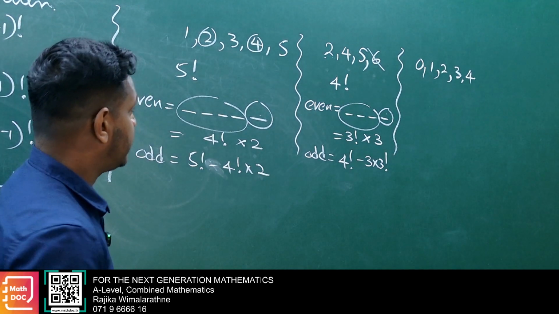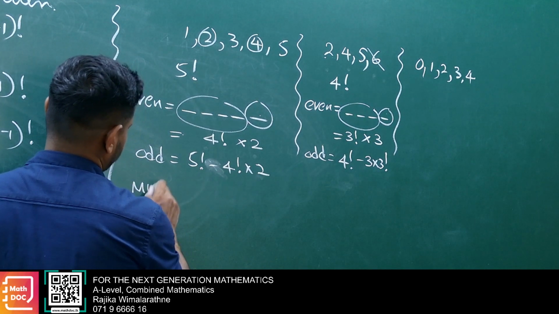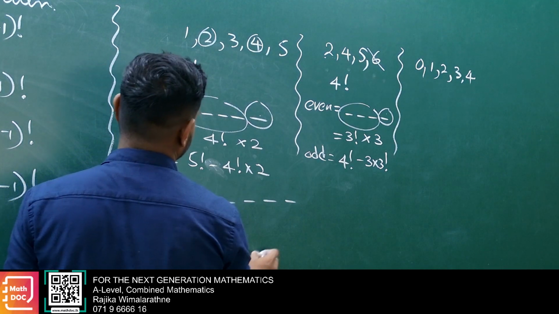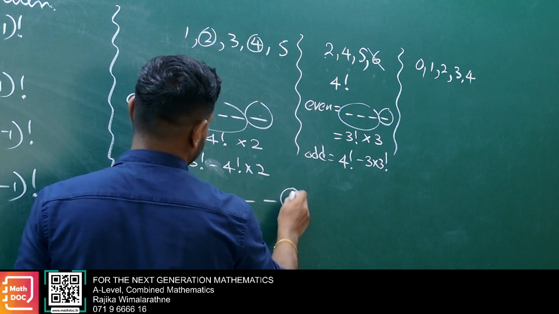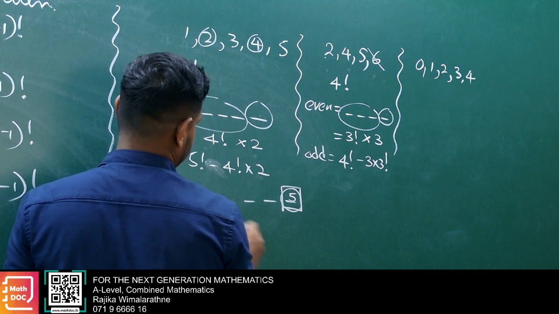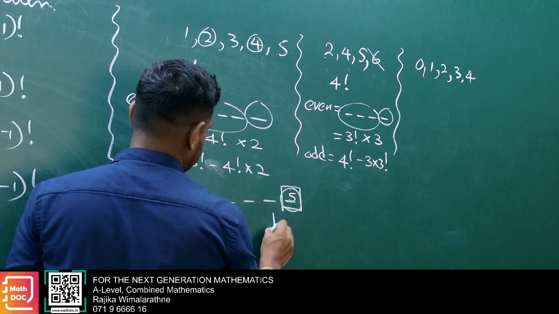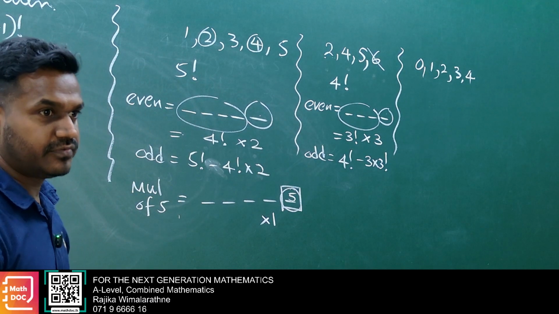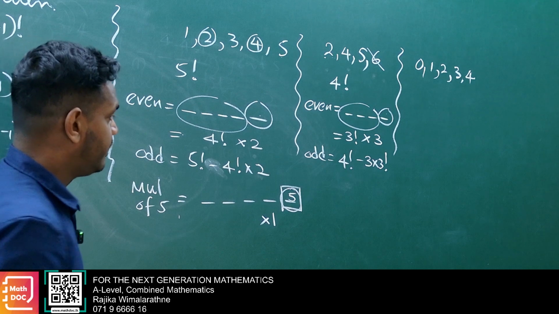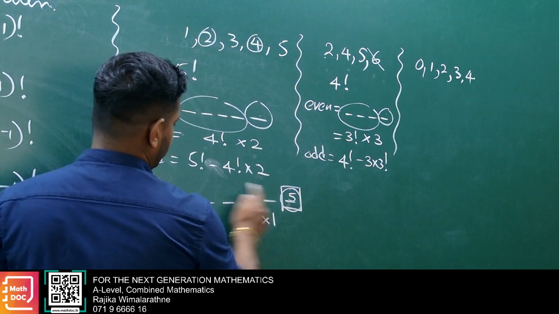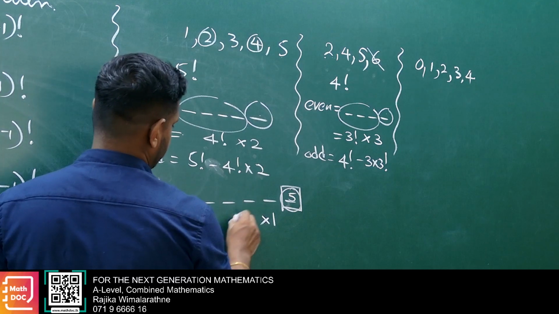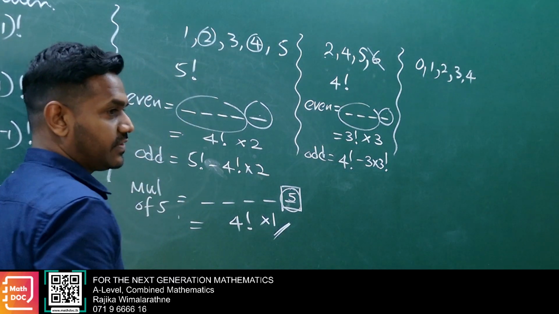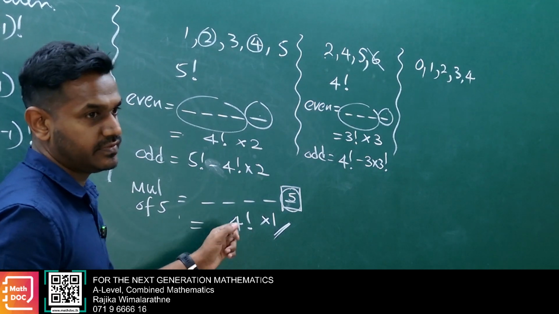Okay. Then here, multiple of 5. 1 2 3 4 5. Then the last digit must be 5, no? So we have one way for the last space. Here one possible way, we have to put only 5. Multiple of 5 means the last digit must be 5. Then all the other 4 you can arrange in 4 factorial ways. 4 factorial times 1.